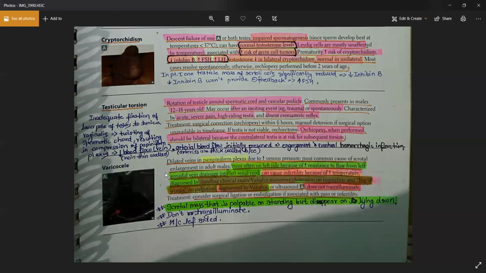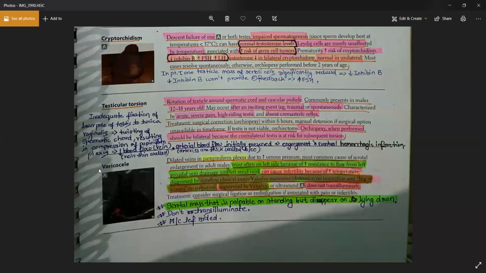Now you have another condition, which is the varicocele. Whenever the venous drainage gets blocked, you will have an accumulation of blood in the venous plexus of the testis, and the name of that plexus is the pampiniform plexus. Due to the accumulation of blood in the pampiniform plexus, you will have a dilation of the veins, and that will give a worm of a bag-like appearance to the scrotum, to the testis. That condition is known as the varicocele.